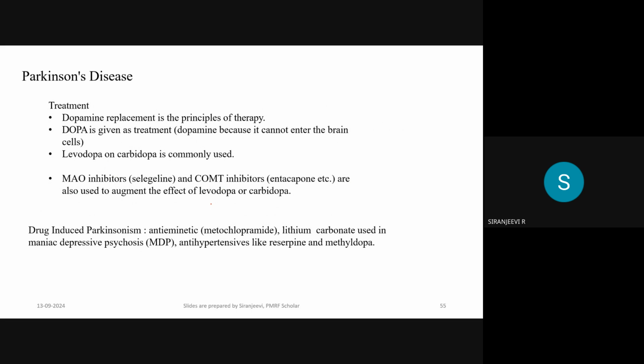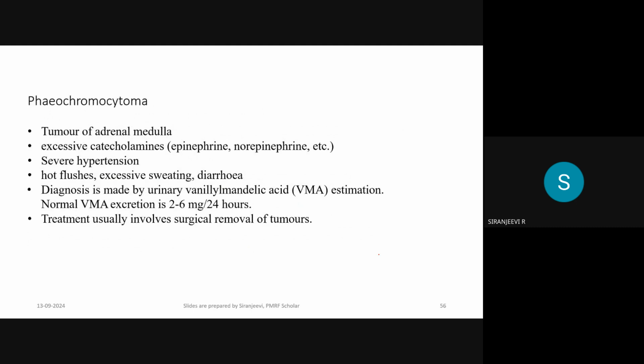Sometimes drug-induced Parkinsonism is also seen. There is the anti-emetic metoclopramide, and lithium carbonate used in manic depressive psychosis. Antihypertensives like reserpine and methyl dopa are also implicated.